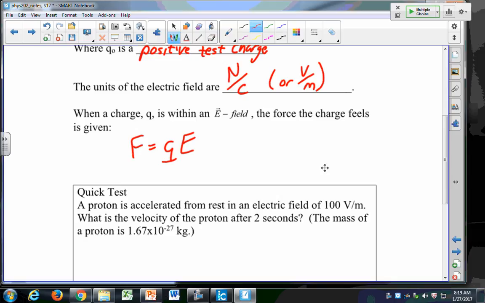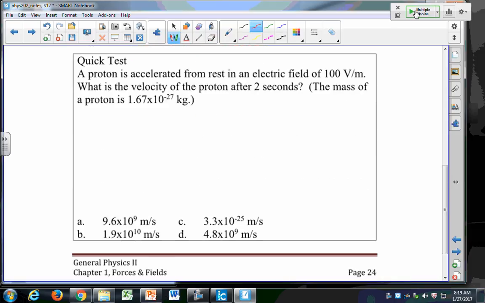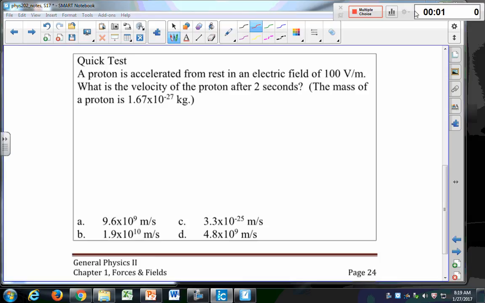Let's try this little quick test. You'll see some homework questions that are similar to this. I think you have an inkjet printer in your homework, where you use electric fields to accelerate charged particles in ink. But here we have a proton accelerated from rest in an electric field of 100 volts per meter. What is the velocity of the proton after 2 seconds?